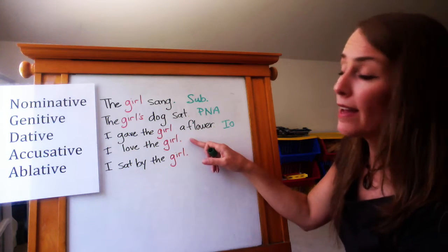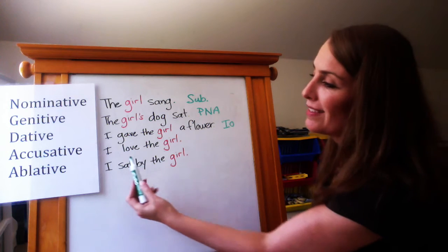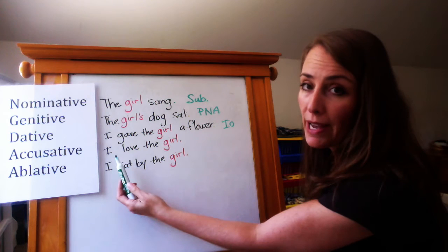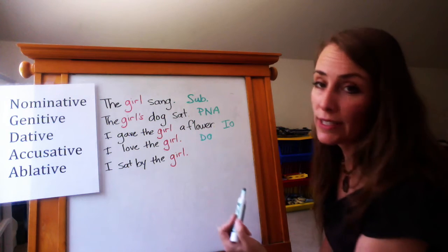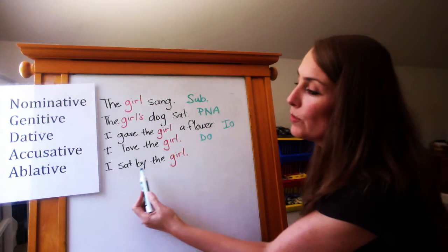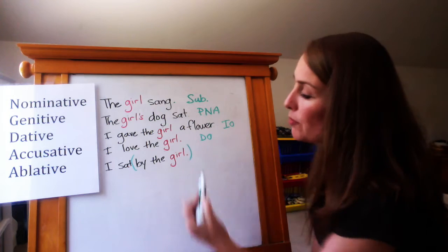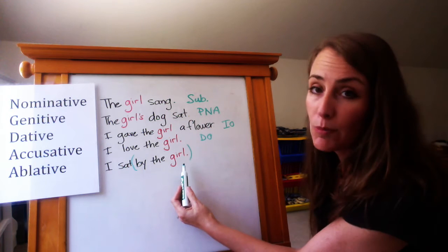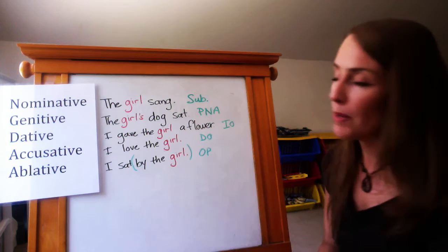The fourth sentence: "I love the girl." Again, we go through our grammar questions. I love who or what? I love the girl. Does the girl rename or describe I? No. If the answer is no, then it's a DO, direct object. In the last sentence, "I sat by the girl," we know something about this little word right here. This is a preposition, which makes this a prepositional phrase. So if this is our preposition, we know that every preposition has an object. The object of this preposition is girl. So this is the object of the preposition.